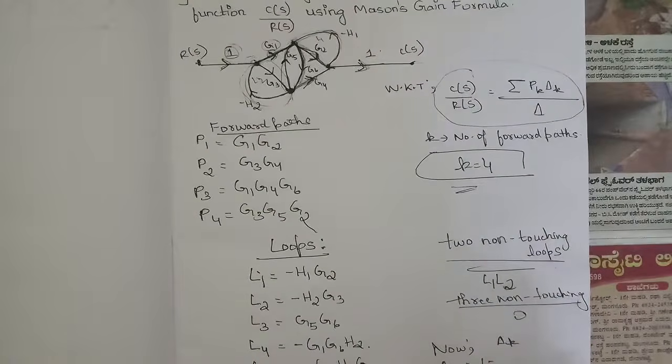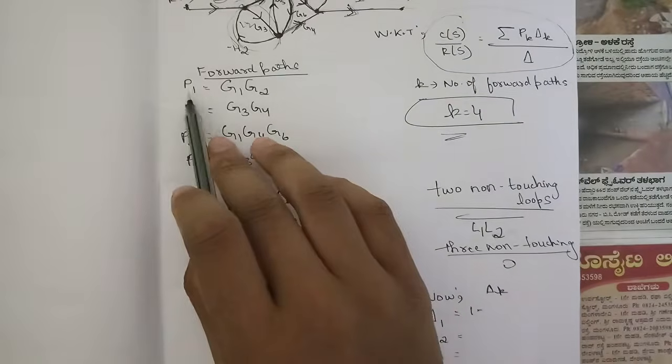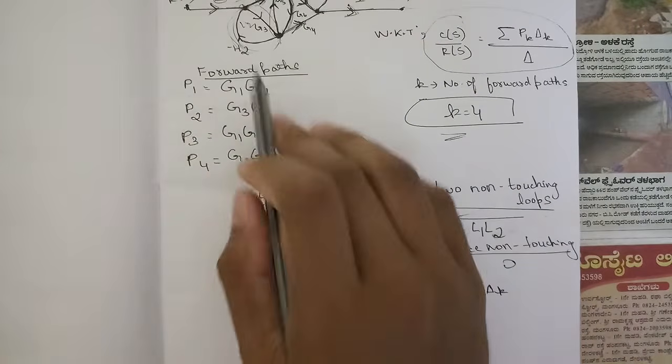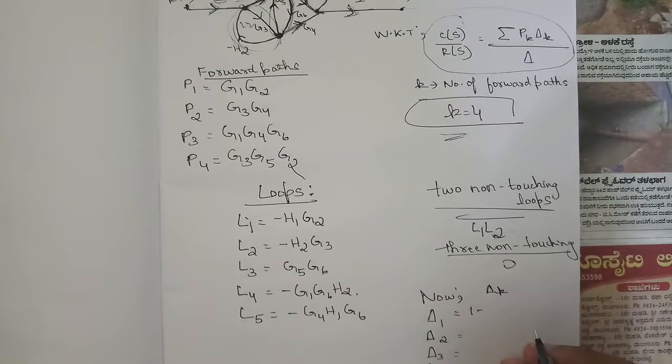Okay, so for delta 1 we need to be considering the first path P1, that is G1 G2. In this path all the loops are touching, so we can say that there are no non-touching loop gains, so it is 0. 1 minus 0 is 1. Similarly goes for delta 2.